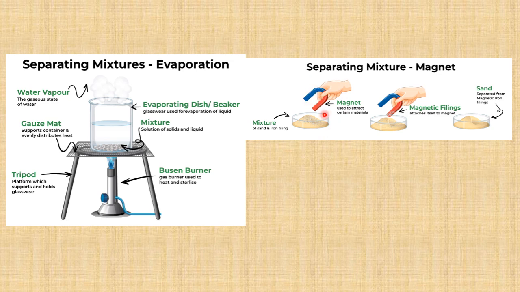So you have a magnet here which is used to separate the iron filing. The iron filing, which is a magnetic material, will be attracted to the magnet, you see, leaving the sand behind. So the iron filing is attached to the magnet while the sand is left behind.